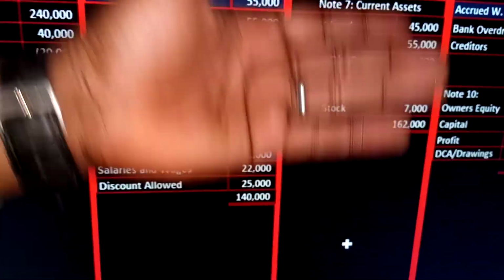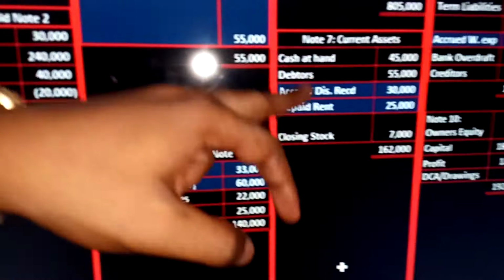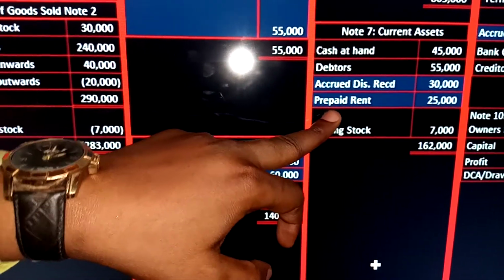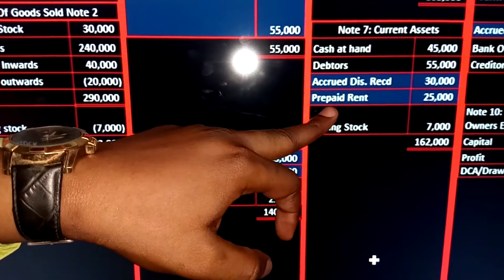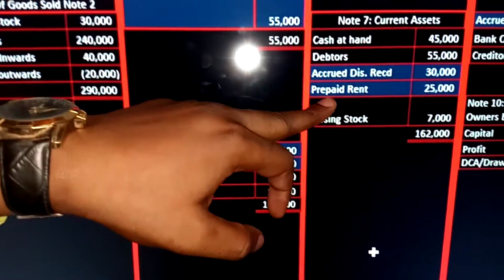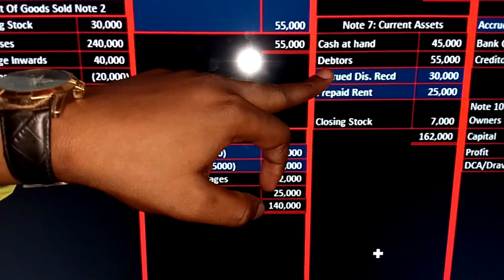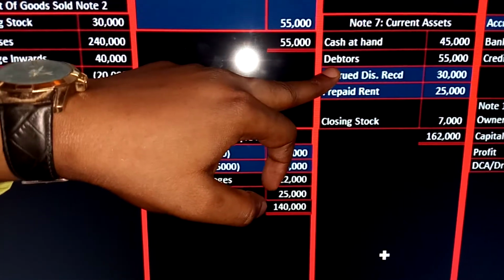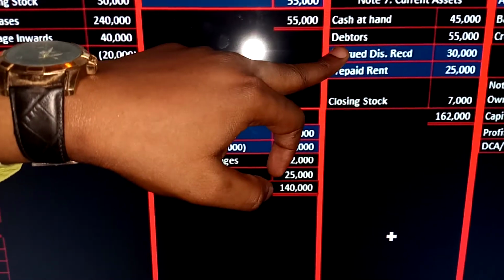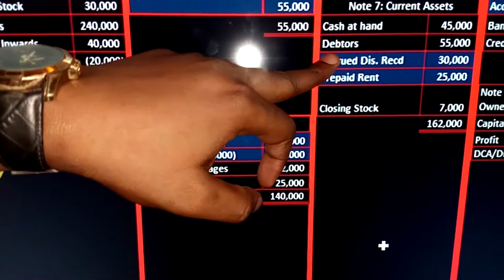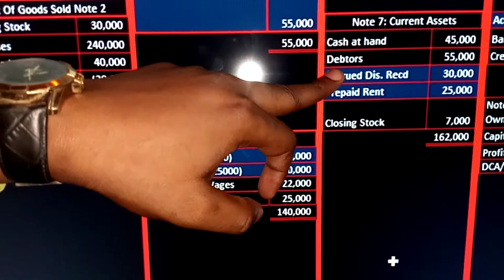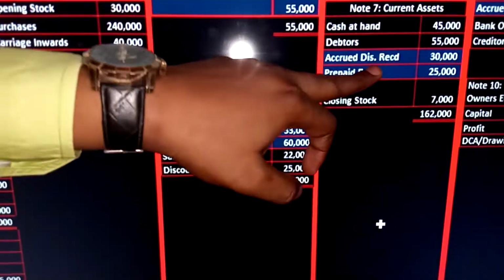Why are they here? I've explained it before, I'll do it again. Prepaid rent: you have not enjoyed the rent but you have paid. That means the landlord is owing the business, so that is an asset. Debtors are assets. Accrued discount received: you have earned the discount but you have not received it. So the supplier that is supposed to give you the discount is owing you for it. That means the supplier becomes a debtor technically. So that's why it's a current asset.